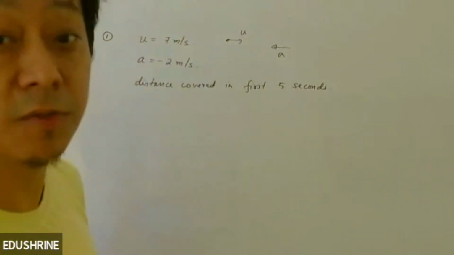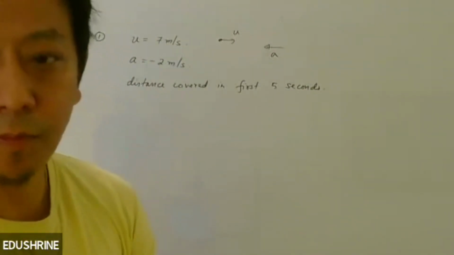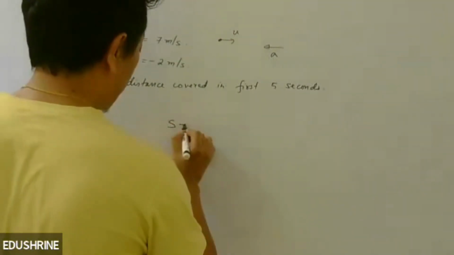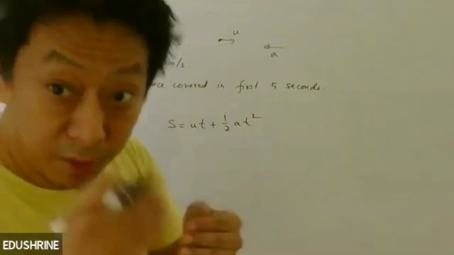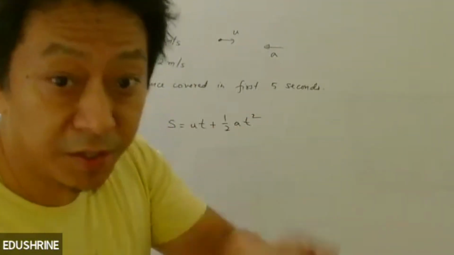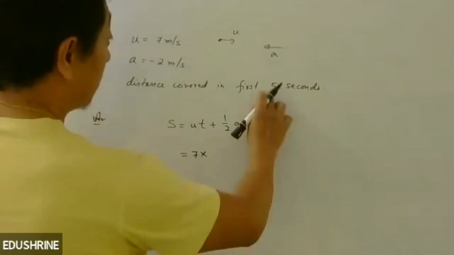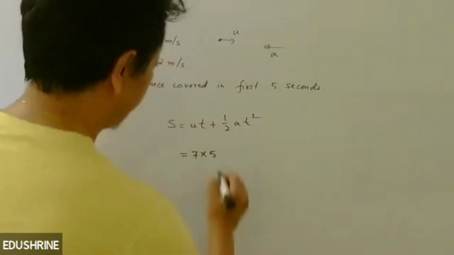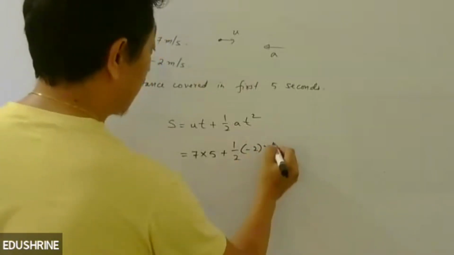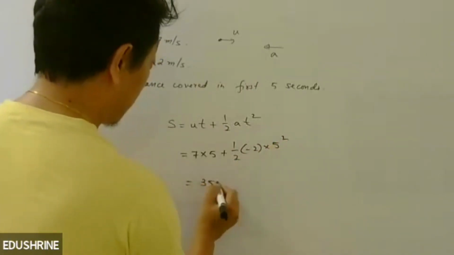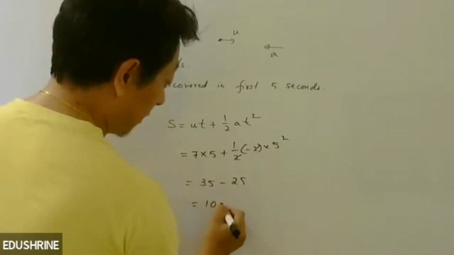Best example of this is what? This one. Others also check. You may have done it this way. S equals ut plus half at square. Remember, t is measured from 0 to t, so t means first t seconds. What is initial velocity? 7. In first 5 seconds means time taken is 5 seconds. Plus half, what is acceleration? Minus 2 into 5 square. So 7 5s are 35, minus 2 cancel, minus 25, equals 10 meters.